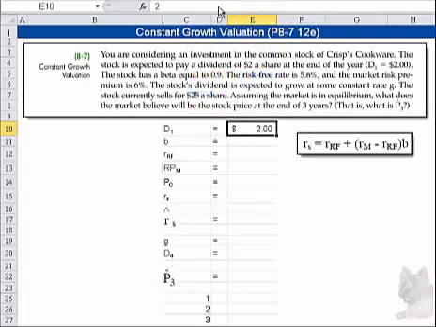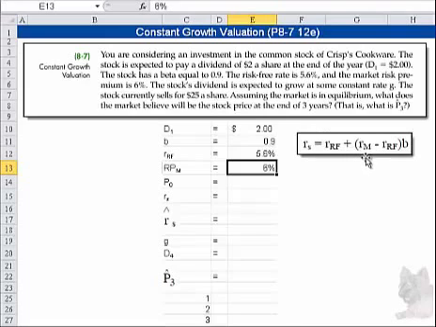And I worked this ahead of time, so I'll just bring these colors to light here. So the dividend for next year is $2. The beta is given as 0.9. The risk-free rate they gave us is 5.6%. And the risk premium for the market is given as 6%, and that's called the market risk premium. I got to say that correctly.